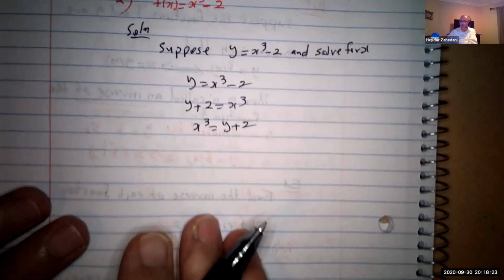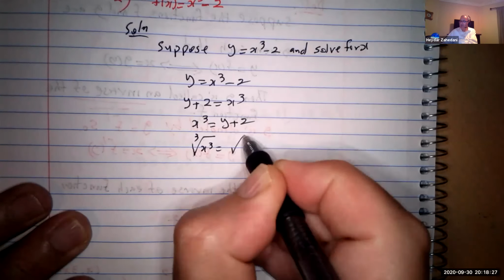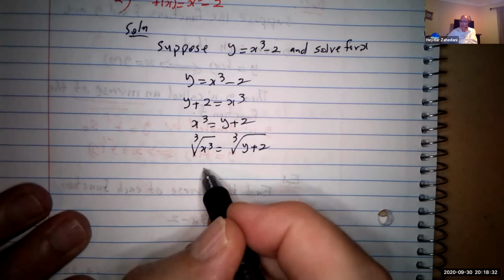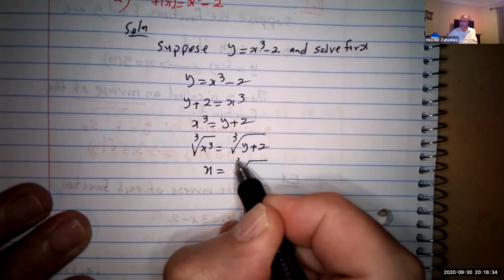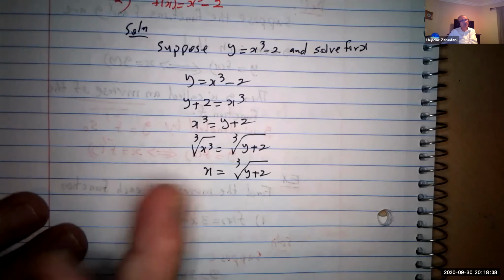In order to find x cubed, you have to take the cube root. The cube root of x cubed is the cube root of y plus 2. The cube root of x cubed is x. So x equals the cube root of y plus 2. That's it. You give me f, I give you g.